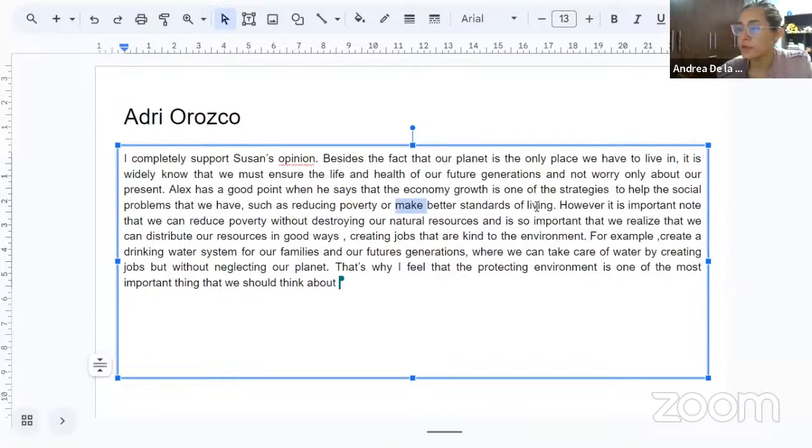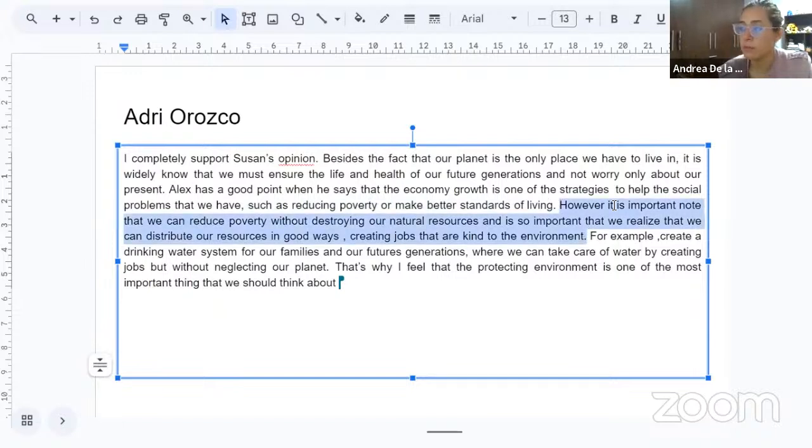Now, in terms of content, well done. You are really well summarizing Alex's reason. So economic growth is the only way to improve or to solve the social problems we have right now. And then you need to challenge it, right? So let's see what you said for challenging it.